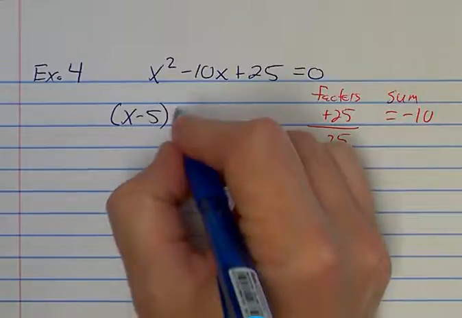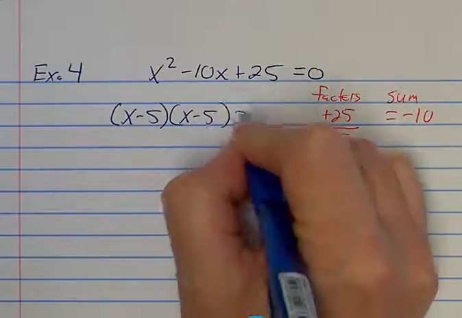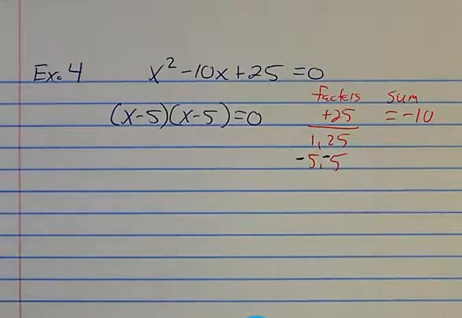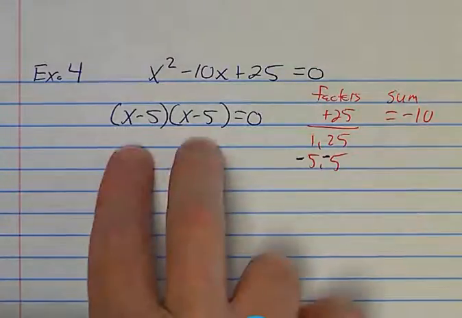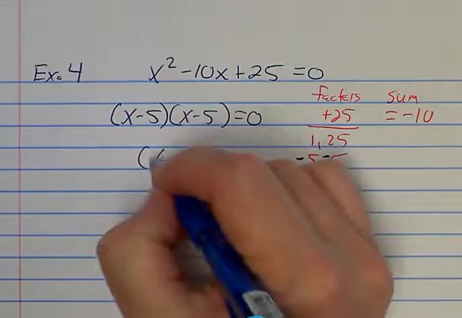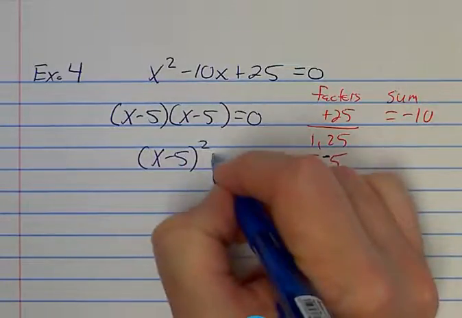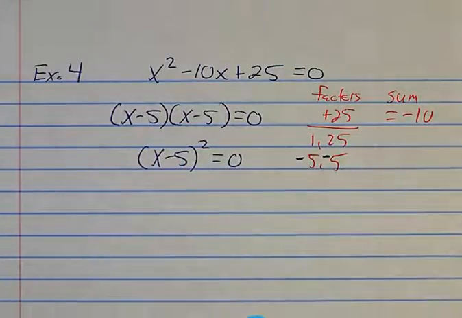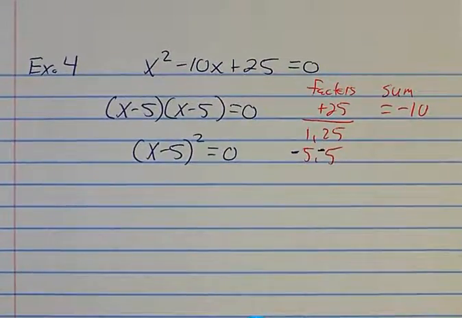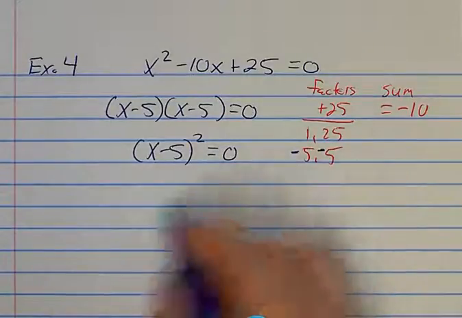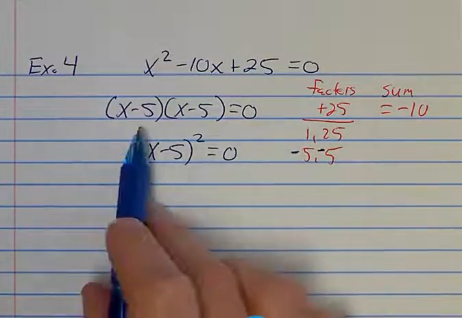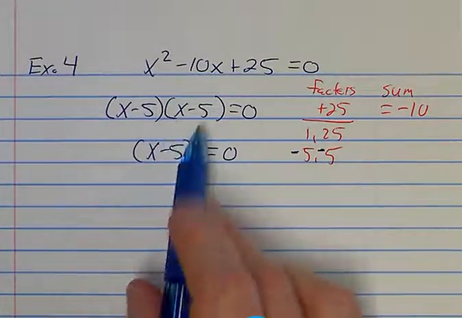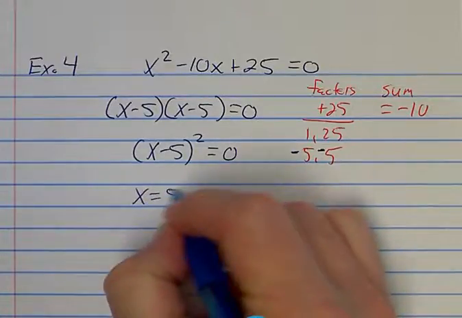So if you factor this one, it'd be x minus 5 and x minus 5. And since we've got two of the same thing, you can really just condense that together and make it x minus 5 squared. Alright, and when you solve that one, you're really going to go back here for this part. You're just going to change the sign so you get x equals 5.